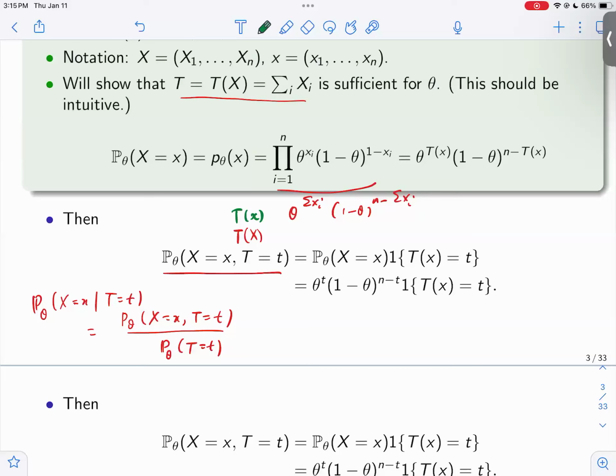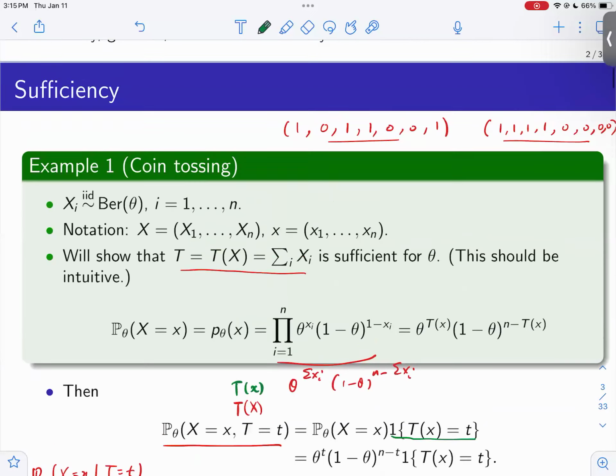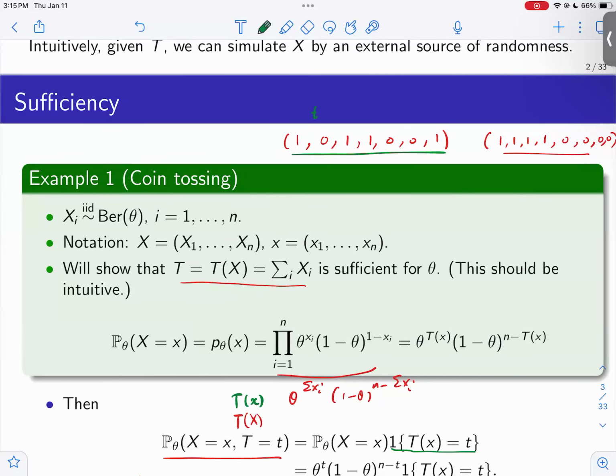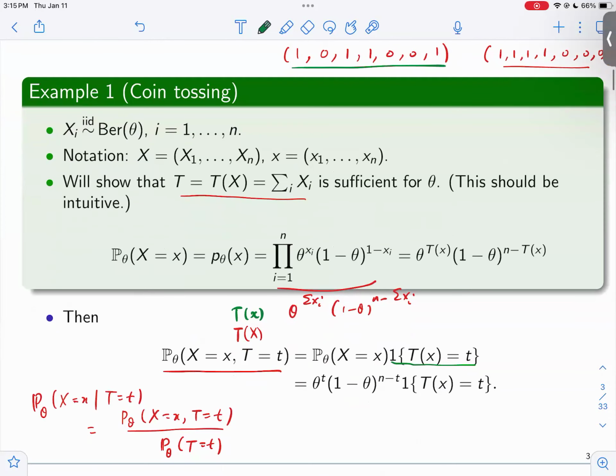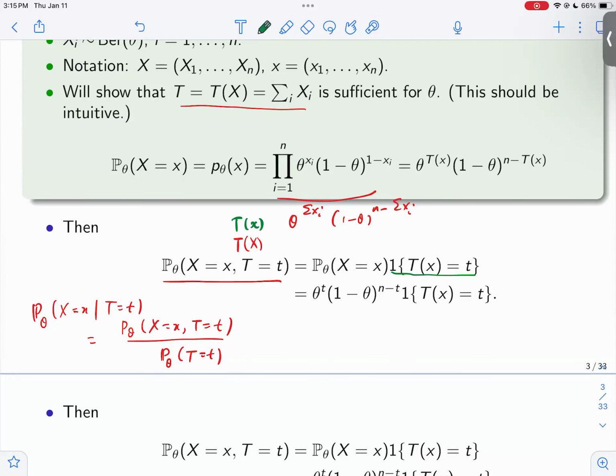So I can say if it holds that T of x is equal to t, then I just have the probability of X equal to x. Otherwise, it's zero. That's what this notation is doing. So this is an indicator: either T of little x is equal to t, or it's not. If it's equal to t, then it's equal to the probability that X is equal to x. Otherwise, it's not. So imagine, for example, that this sequence is x, and t is 5. This can't happen. But if x is this and t is 4, it can happen, and it would just be the probability of the sequence. So that's that.